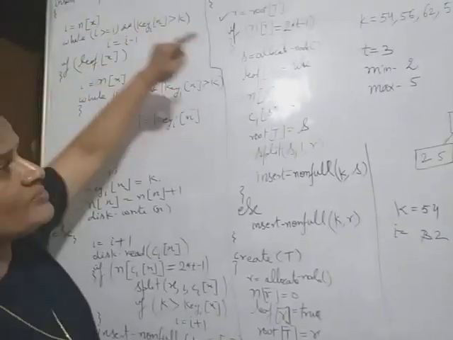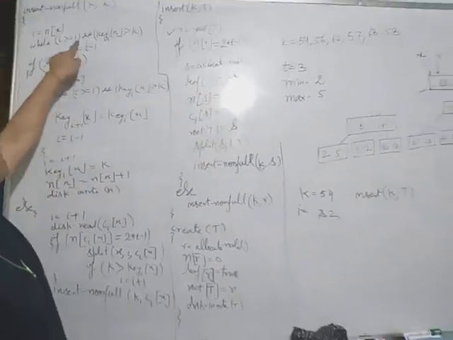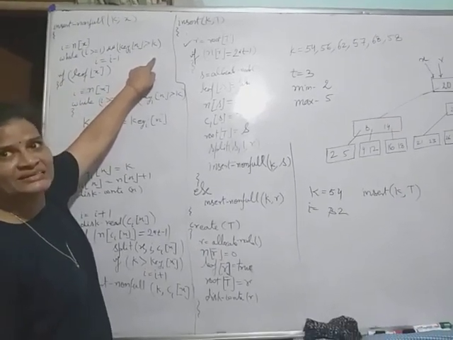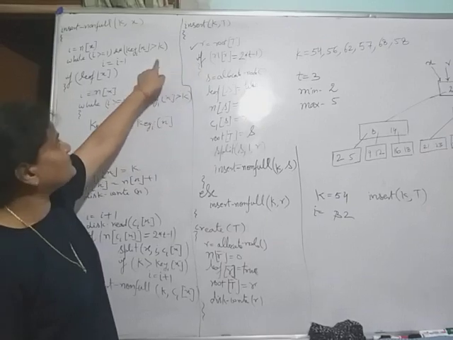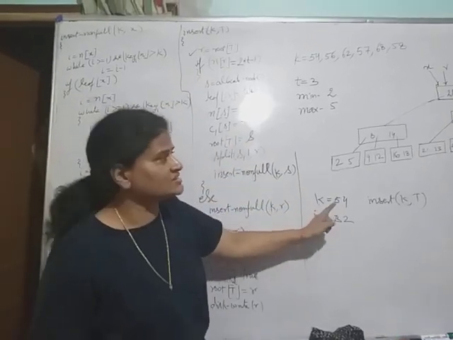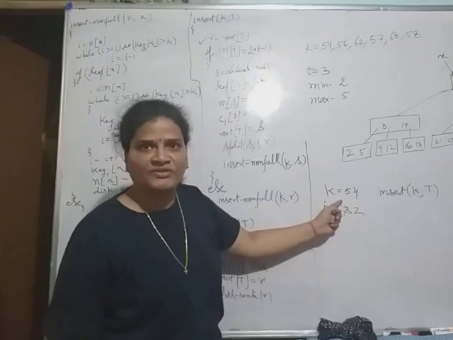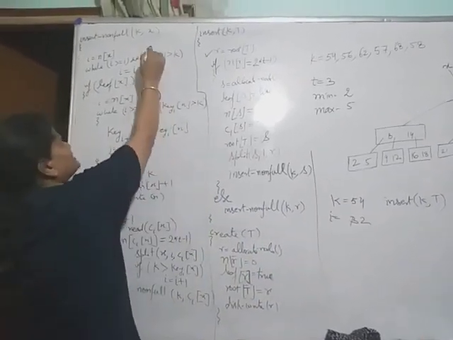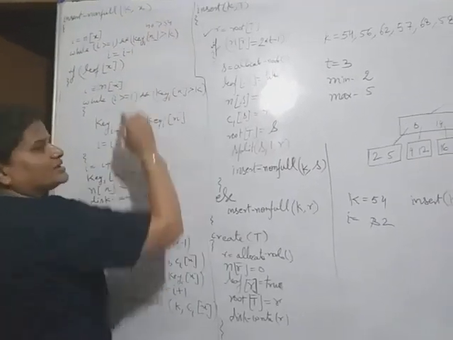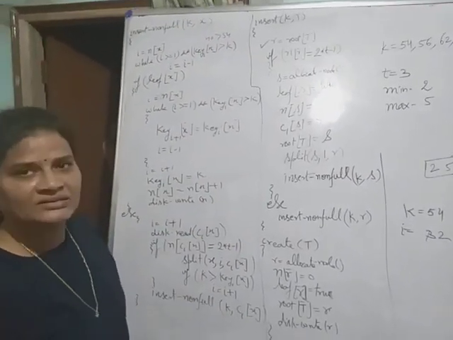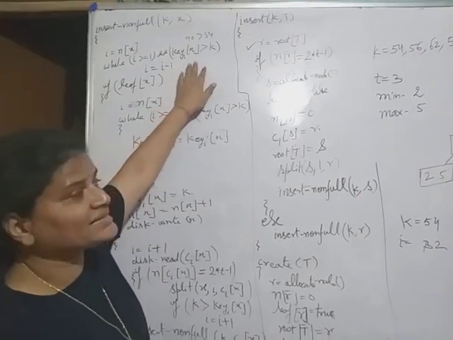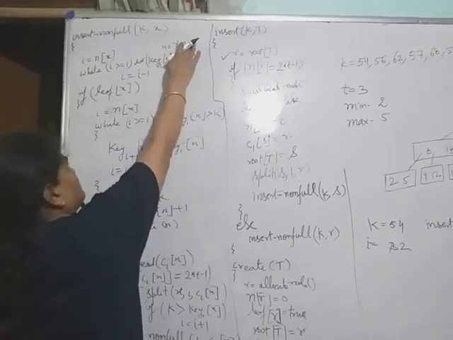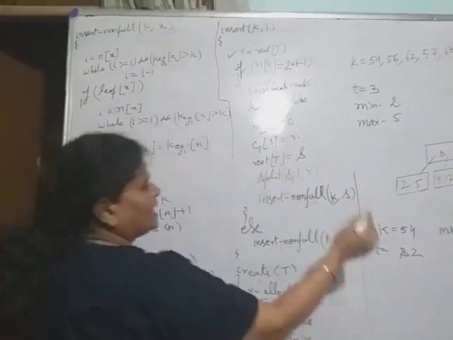Again it will go, and now 40. The 40 is greater than 54? The condition is false. So this condition is false, so now it will come out. Now here the value of I is 2.